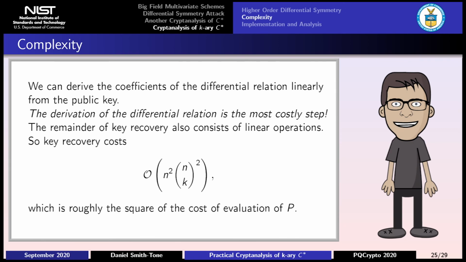In the article, we show that the coefficients of the differential relation can be derived linearly from the public key, so the entire attack only requires the ability to solve linear systems. The largest of these linear systems is typically the derivation of the differential relation itself. The entire key recovery for k-ary C* is order n squared times n choose k squared, which if you think about it is only on the order of about the square of the cost of simply evaluating the incredibly massive public key.